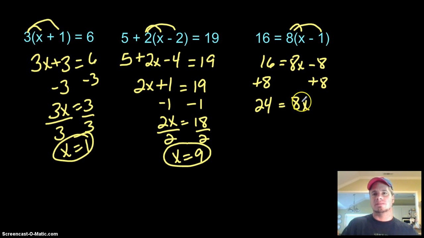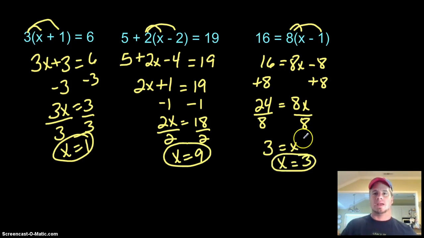Last step, I've got this multiplication bond that is only undone by division. So we have to divide by the number it's being multiplied by. So I divide by 8 here, divide by 8 here. 3 is equal to x, but we like writing x equals 3. That is more logical to write.